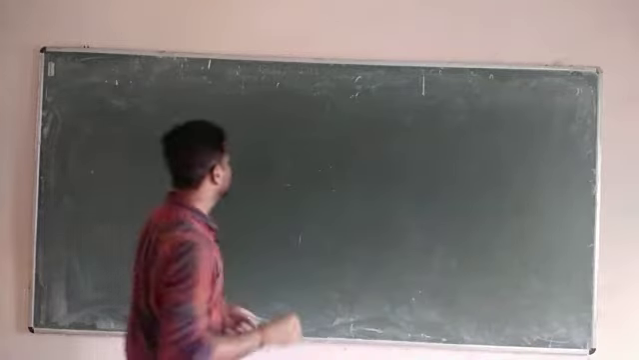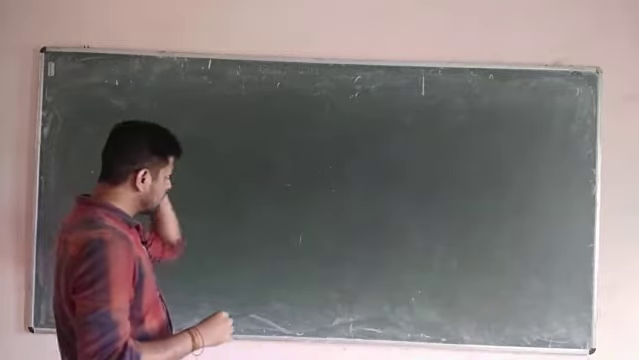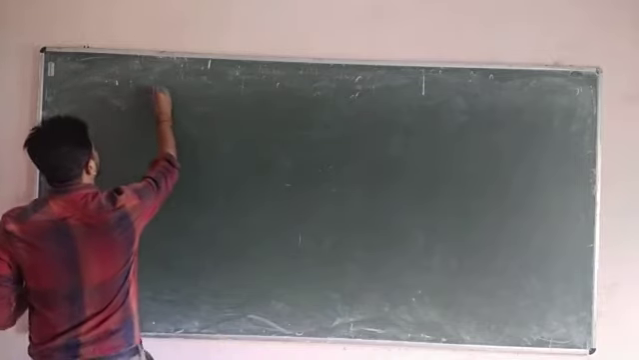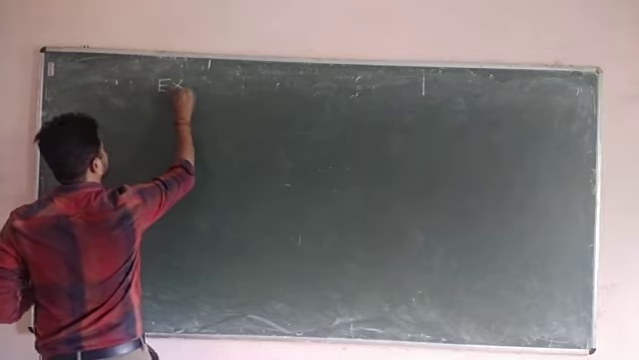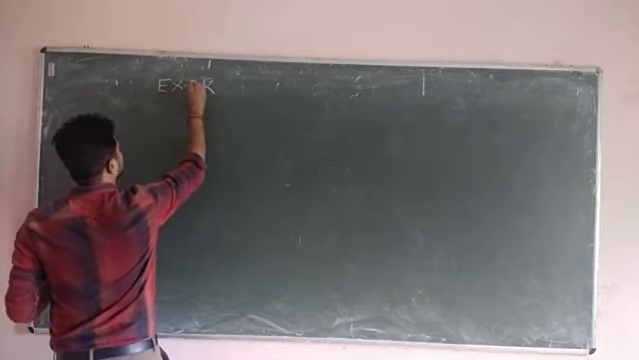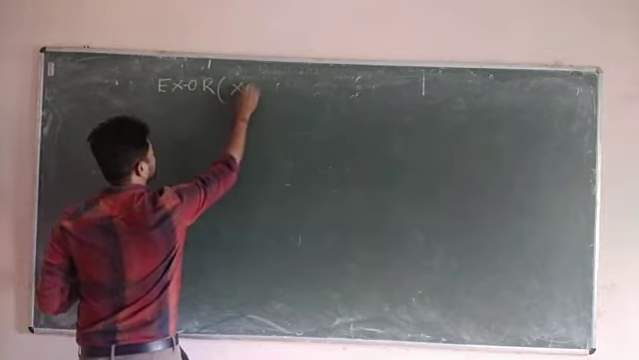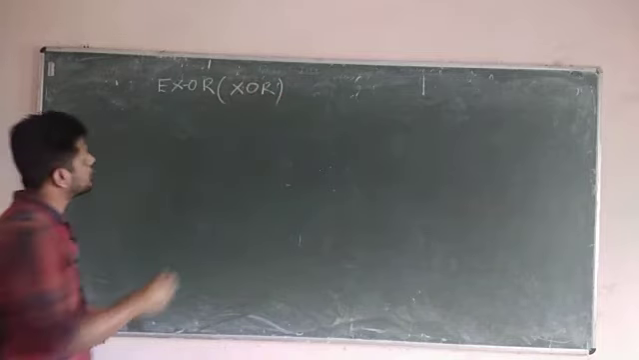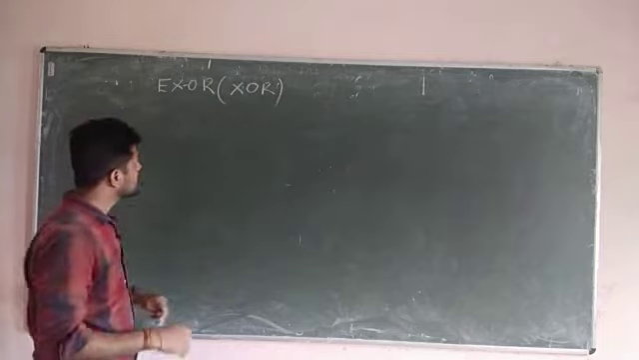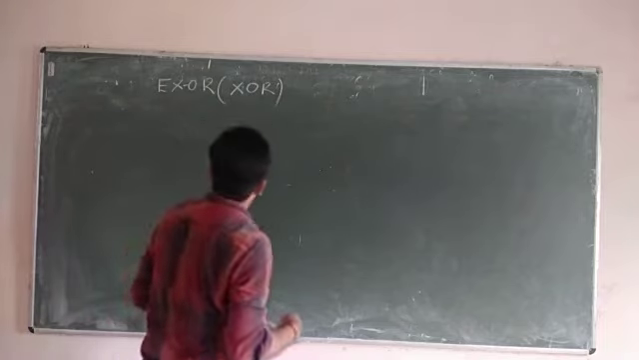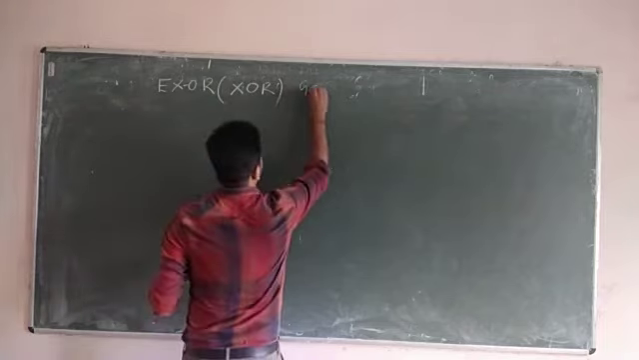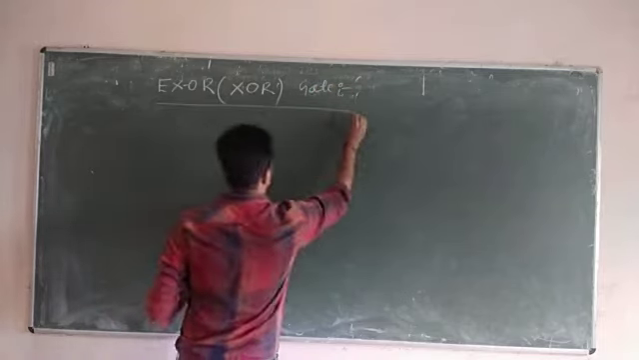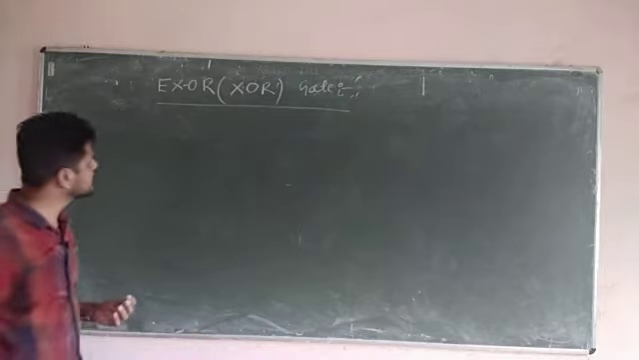The next gate in the entire Boolean algebra, this gate is very, very important. That is your XOR, or we can also denote it as EXOR, XOR gate. So this is very, very important with respect to your logic gates.